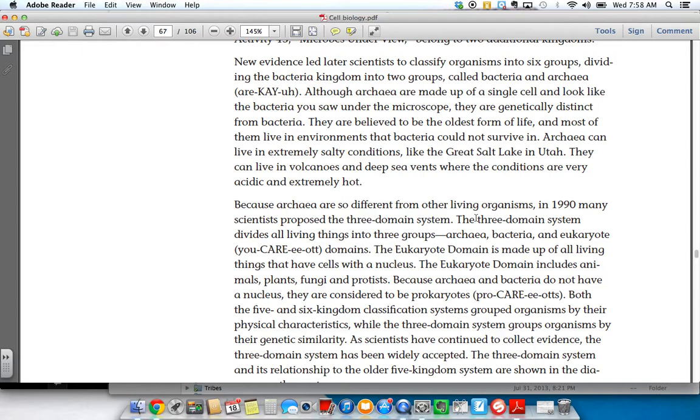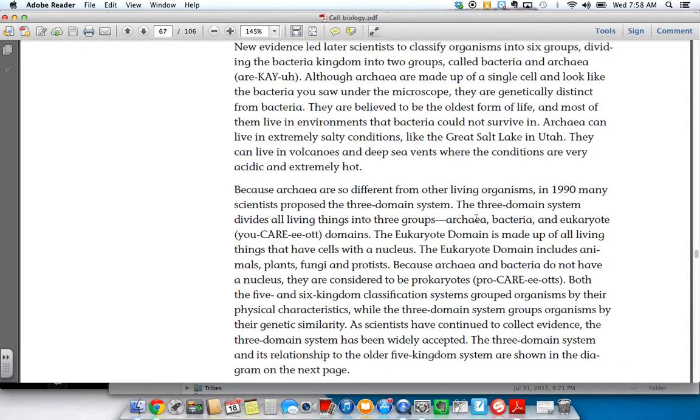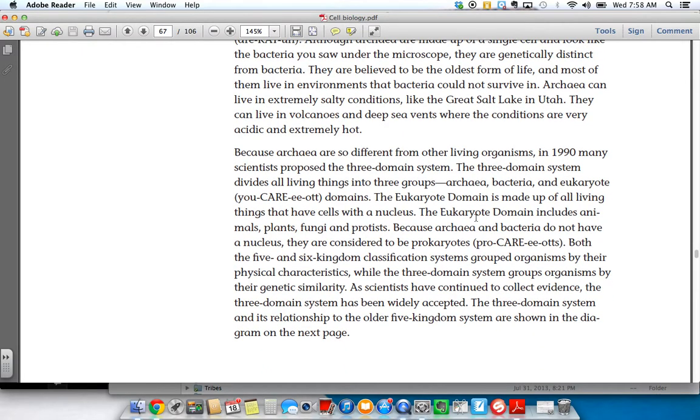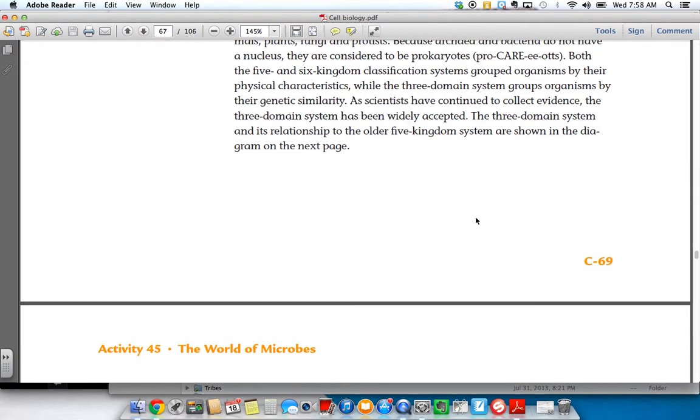Both the 5 and 6 kingdom classifications grouped organisms by their physical characteristics, while the 3-domain system groups organisms by their genetic similarity. As scientists have continued to collect evidence, the 3-domain system has been widely accepted. The 3-domain system and its relationship to the older 5-kingdom system are shown in the diagram on the next page.